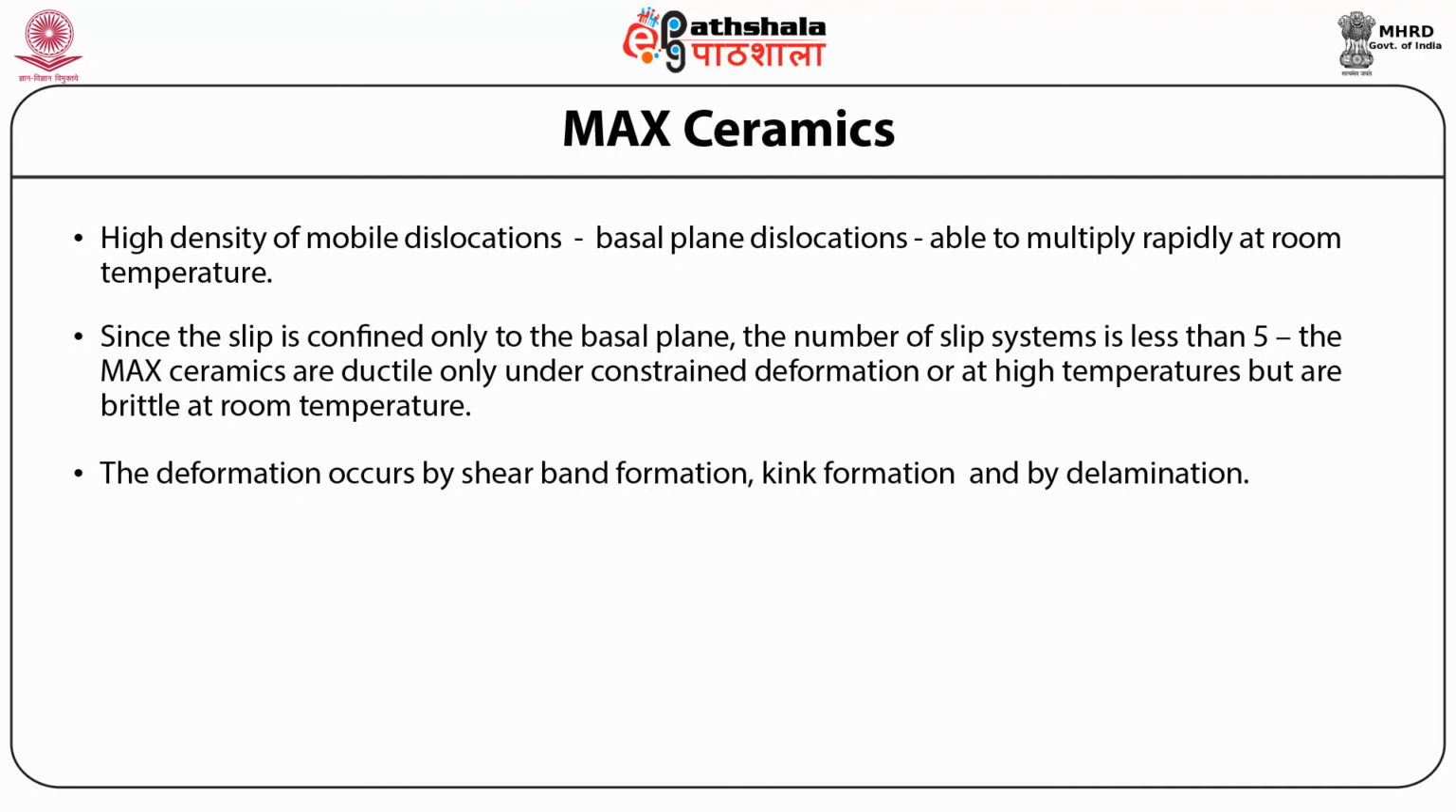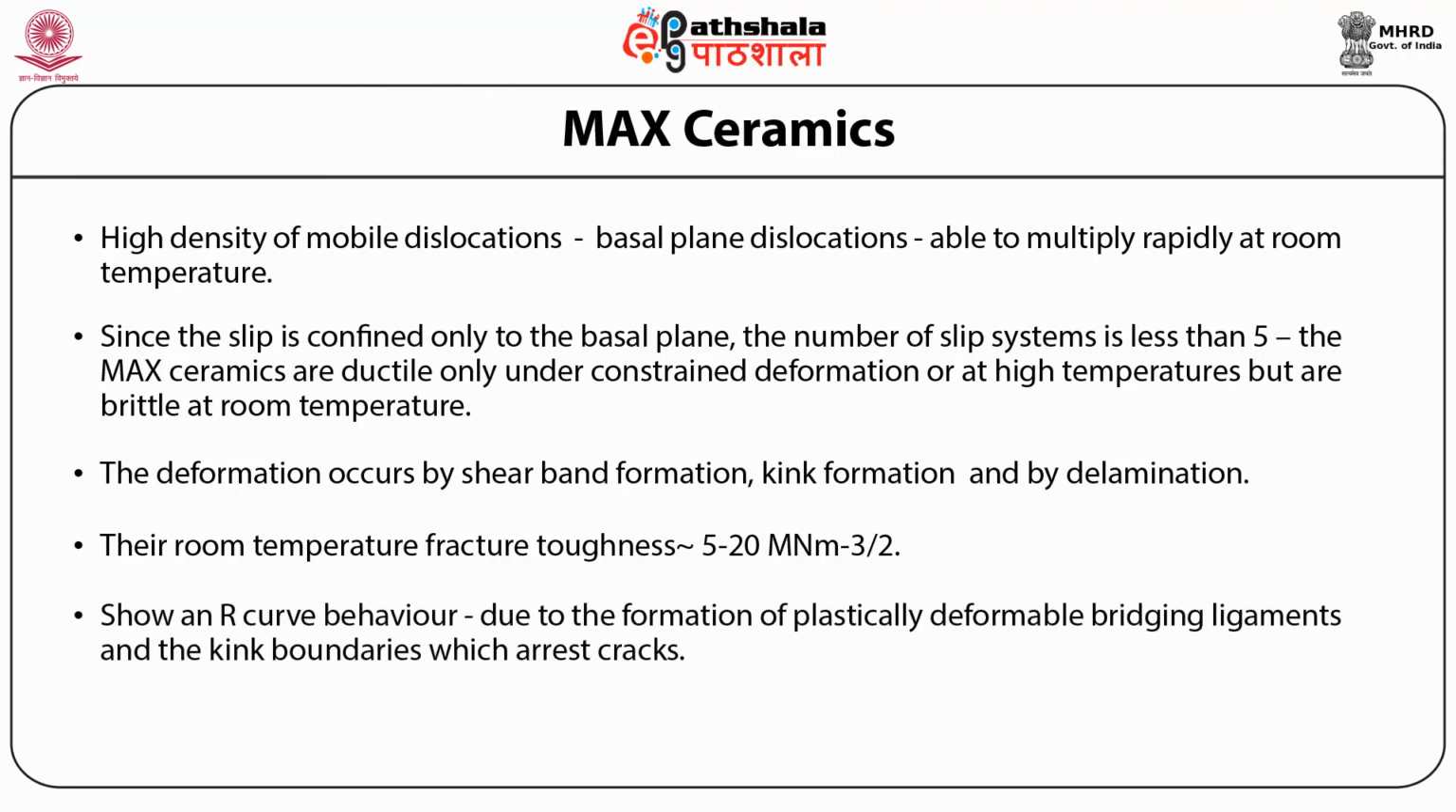The MAX ceramics are relatively soft materials. Their room temperature fracture toughness ranges from 5 to 20 MPa m to the power 1/2. They show R-curve behavior with relatively high values of fracture toughness. The R-curve behavior is due to the formation of plastically deformable bridging ligaments and the kink boundaries, which arrest the cracks.